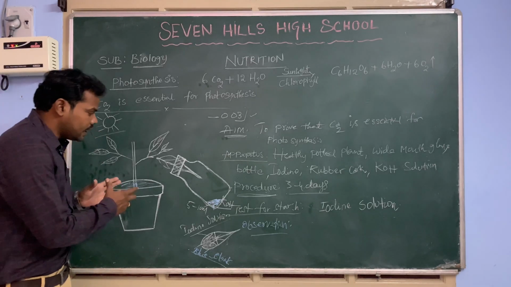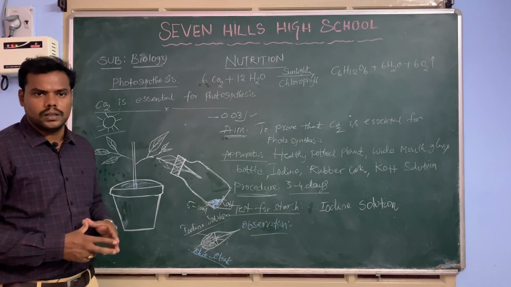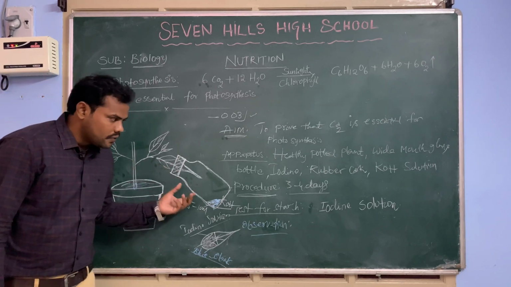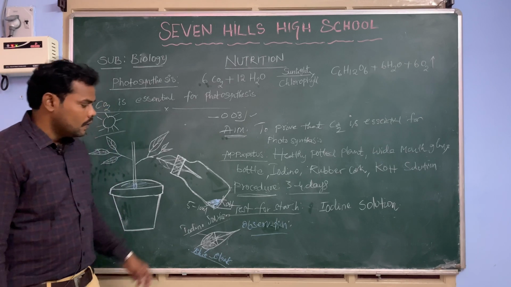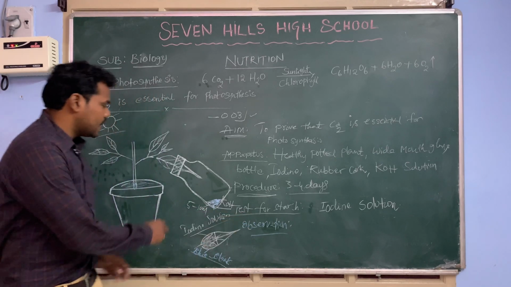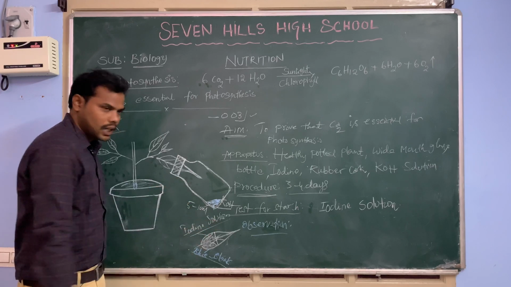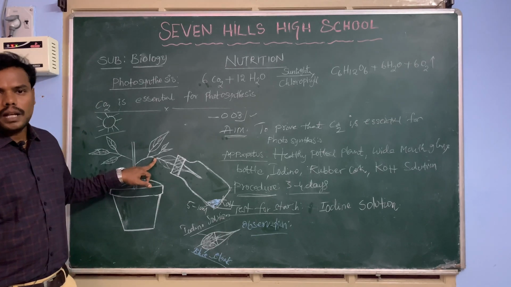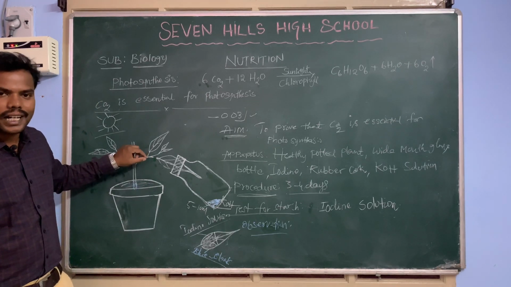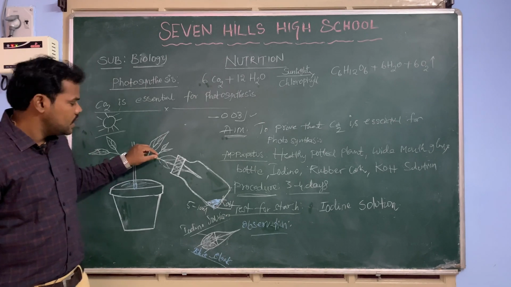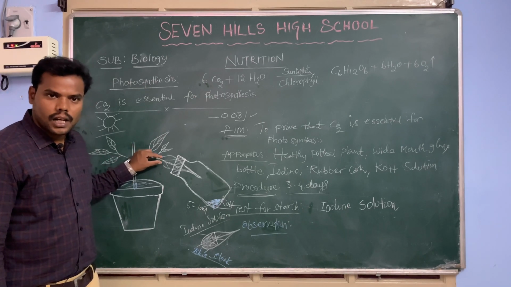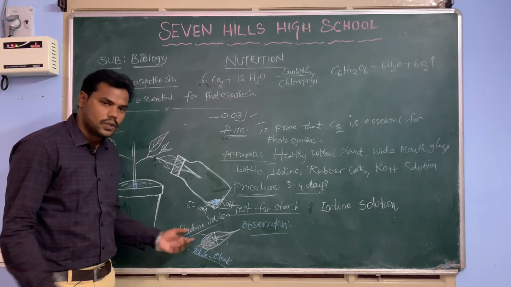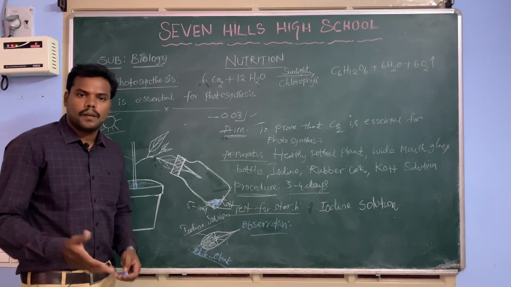We place the entire setup under the sunlight for a few hours, and after a few hours, we should go for the test for starch. For the test for starch, we carefully remove the wide mouthed glass bottle, and then we detach the leaf from the plant. Now we will conduct the starch test. The leaf is taken in a petri dish, and we pour the iodine solution on it. Then we go for the observation.